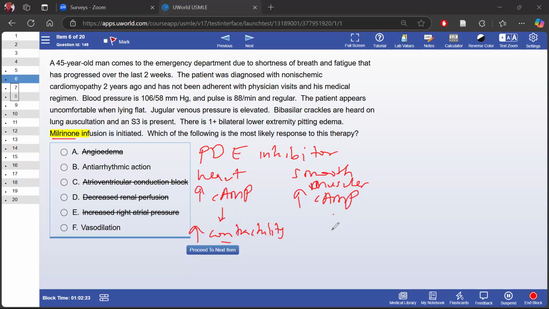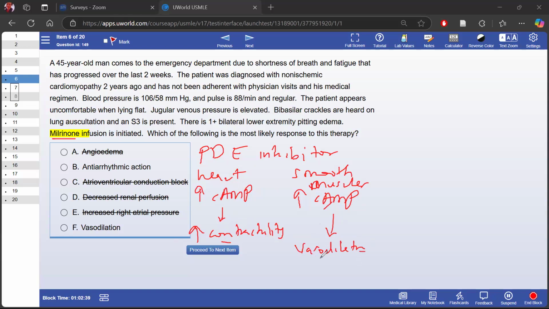But on the smooth muscles of the blood vessels, if I increase cAMP, which will mimic stimulating beta-2 receptor on the smooth muscles of the blood vessels, this will actually cause vasodilation, right? It's going to relax the smooth muscles, and the smooth muscles will be dilated, right? So this will cause vasodilation.